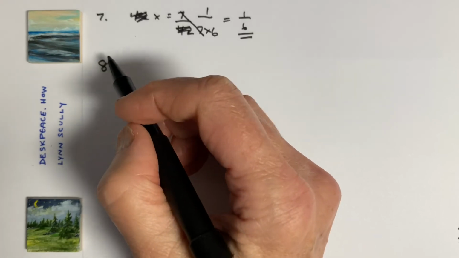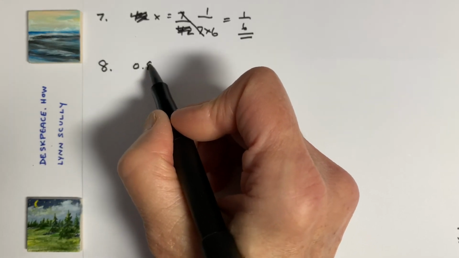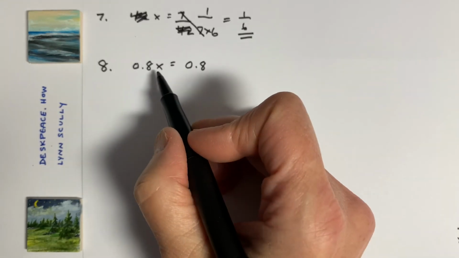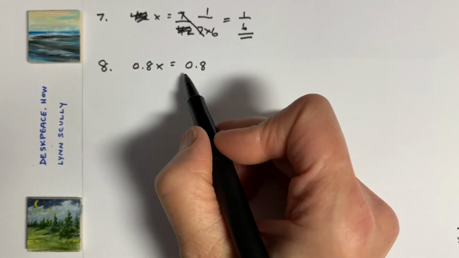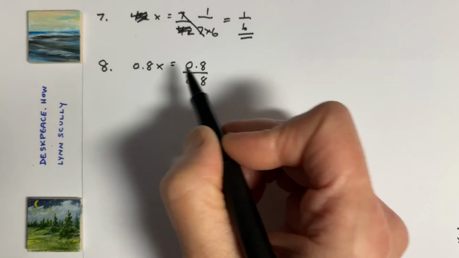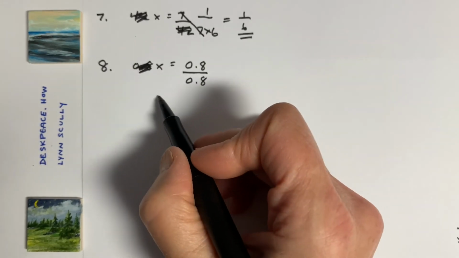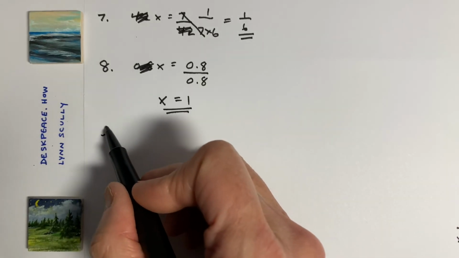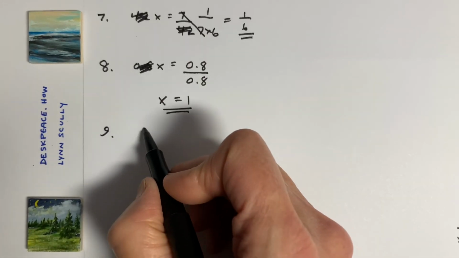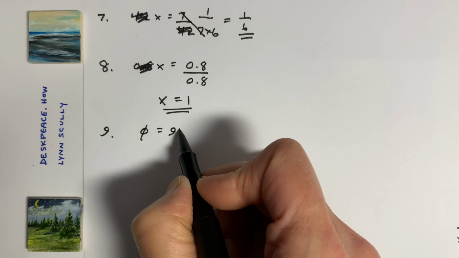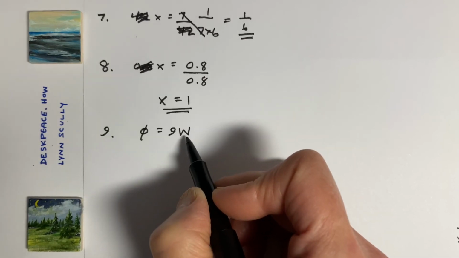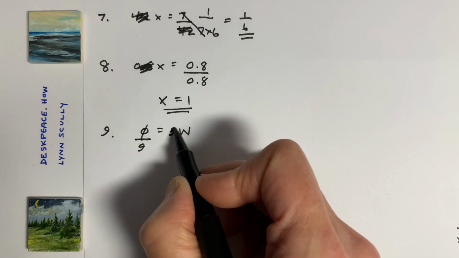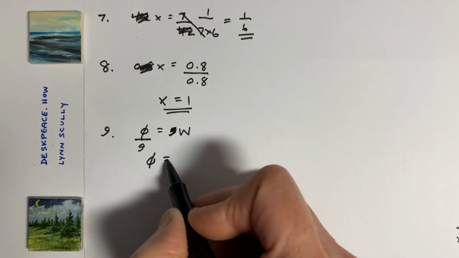Number 8. 0.8x equals 0.8. I want to get the x alone. This is attached by multiply. Move it by divide to the other side of the equal sign, getting x equals 1. Number 9. 0 equals 9w. I want to get the w alone. 9 is attached by multiply. Move by divide to the other side of the equal sign. 0 equals w.